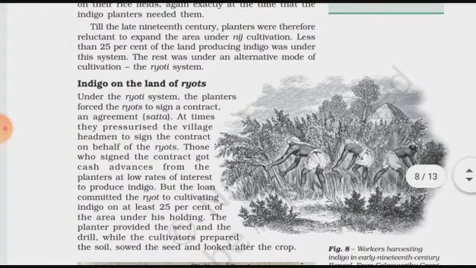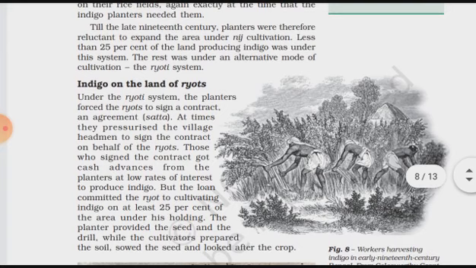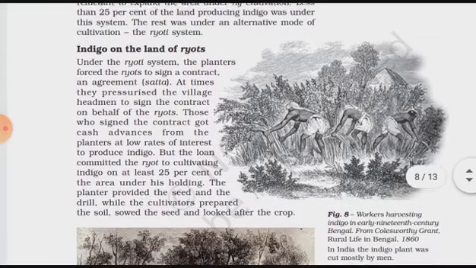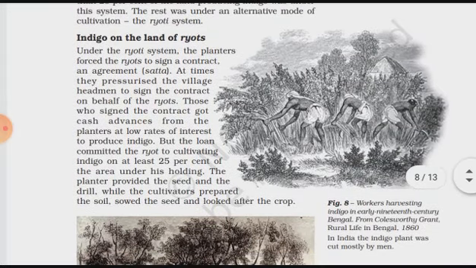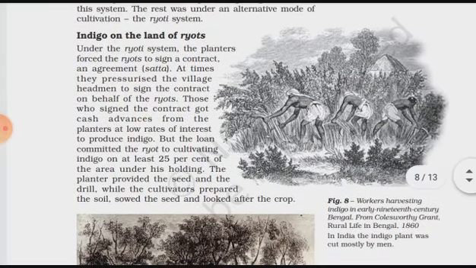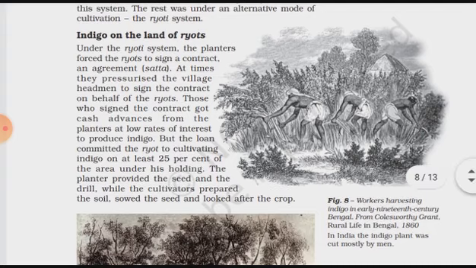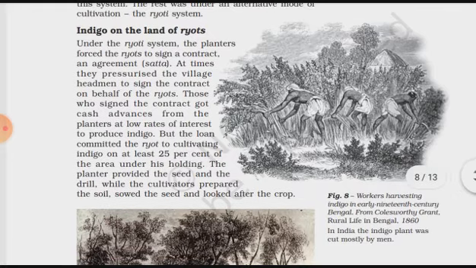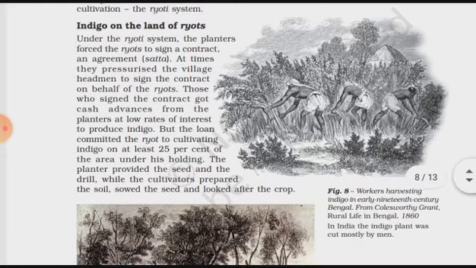The rest of the land, they have told here, is an alternative mode of cultivation, that is the rayati system. Now we will come to know about the rayati system: indigo on the land of rayats. So what was this system? Under the rayati system, the planters forced the rayats to sign a contract. Rayats were the farmers. So the planters made an agreement with these peasants to sign a contract, an agreement known as satta.